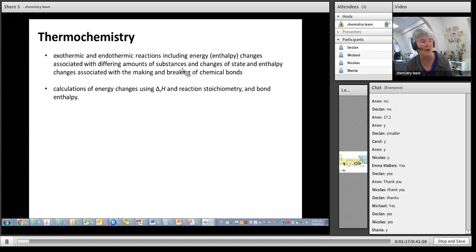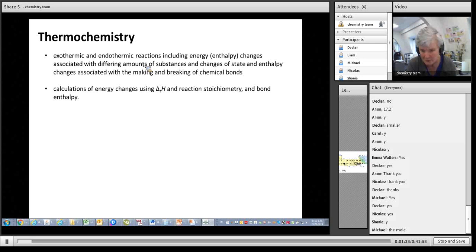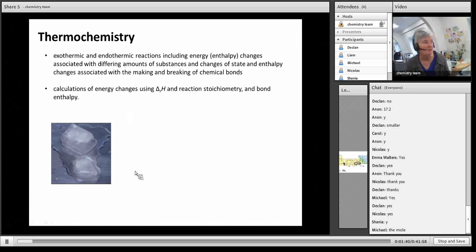Because remember, amounts, what is the unit for amount in chemistry? For those of you that have done the CH2000 and 12 booklets. The mole, correct. So now you know where that comes from. Okay, so the first bit here is the exothermic and endothermic, and we did deal with that last time as well, but I just want to sort of revise.